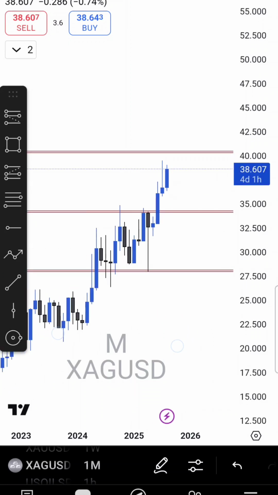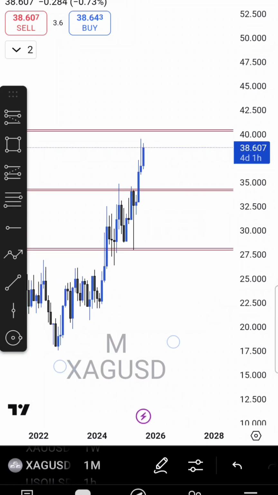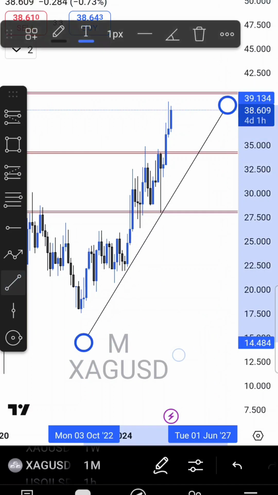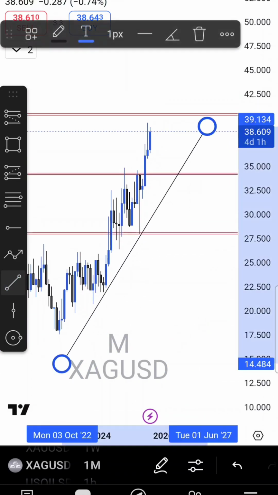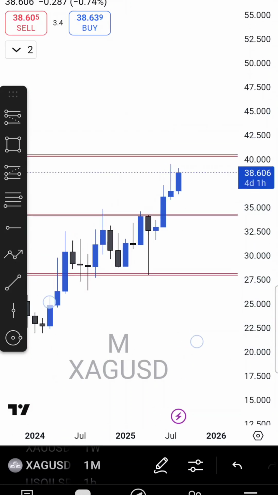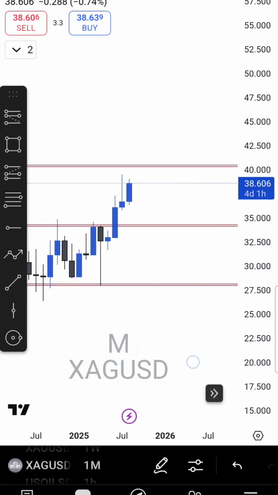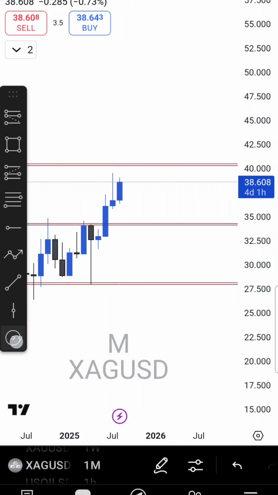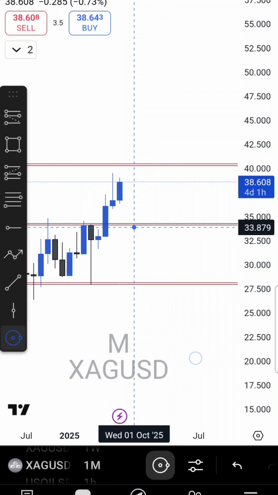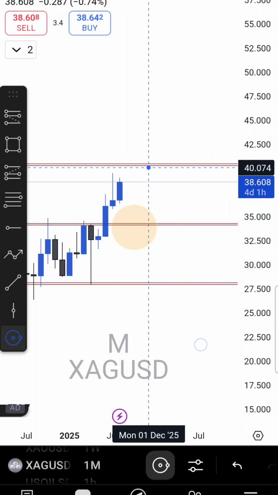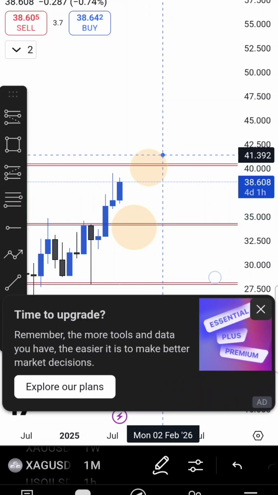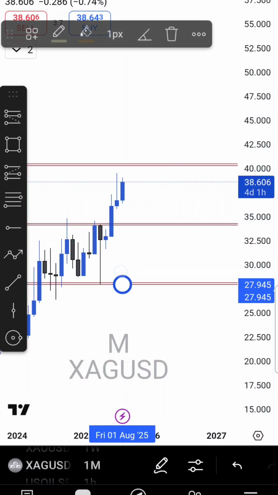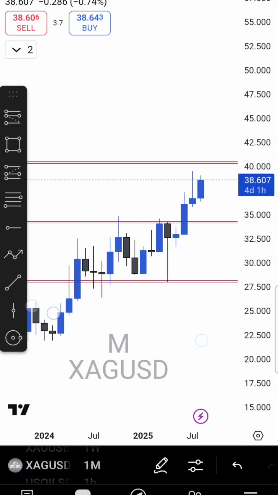Looking at silver today on a monthly chart, we can see silver is in a constant uptrend, making a series of higher highs and higher lows. We can also see this is the lower zone, this is the mid-range zone, and this is the upper zone. These are the three core levels that we're currently looking at on silver.